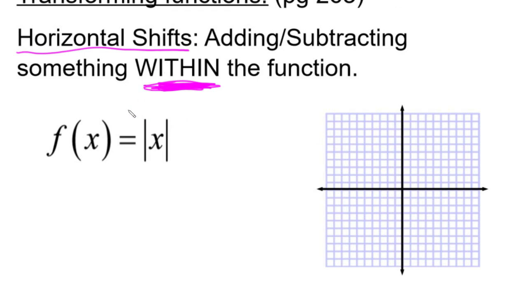So if you add or subtract something within the absolute value bars, then it's going to horizontally shift your graph. You can plug in tables of values and verify this, but it is true. So f of x equals the absolute value of x minus 3, or f of x equals absolute value of x plus 3. All right?